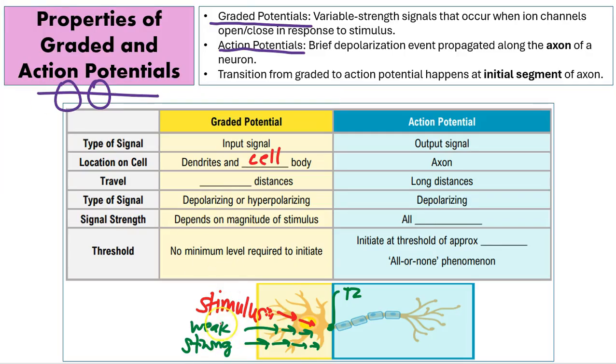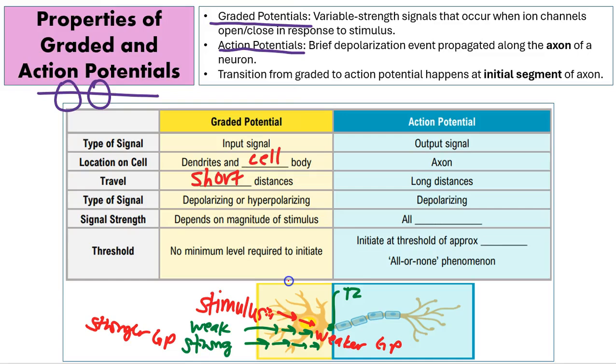But if you have a weak stimulus or a weak input, you will get a weaker graded potential. And if you have a strong stimulus, of course, you're going to get a stronger graded potential. Meaning it's probably going to travel further and it has the ability to hit that initial segment or trigger zone. So the type of signal for a graded potential is going to be an input signal. Location is always going to be dendrites and cell body of the neuron. It's going to travel in short distances. Why short distances? Because we're only traveling from the dendrites and the cell body or the soma.